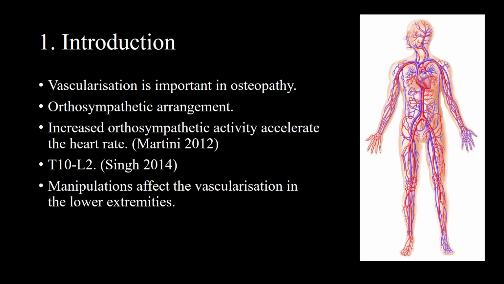A somatic dysfunction of the thoracolumbar region could disrupt the vascularization of the lower extremities. It has already been proven that a spinal manipulation affects the vascularization in the lower extremities.